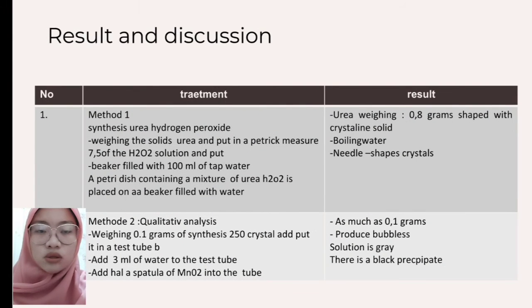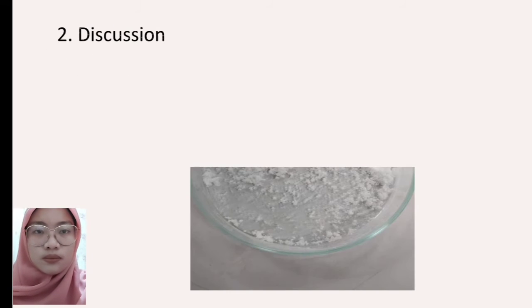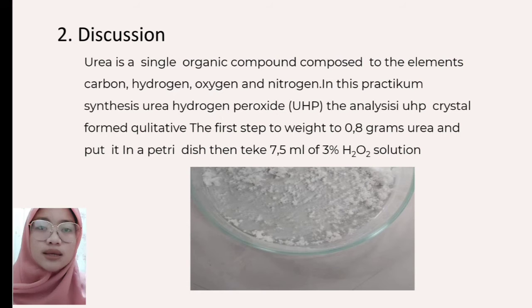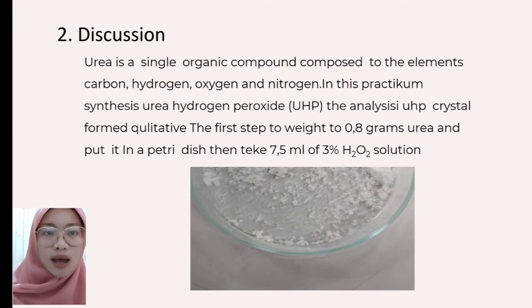Next, results and discussion. Urea is a simple organic compound composed of the elements carbon, hydrogen, oxygen, and nitrogen. In this practicum, synthesis of urea hydrogen peroxide or UHP, we analyzed the UHP crystal form qualitatively.